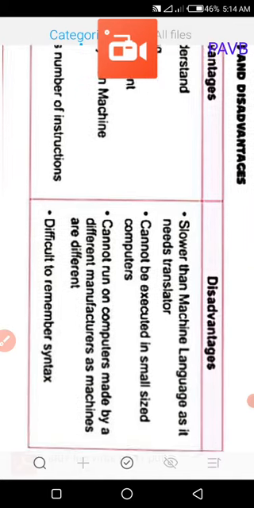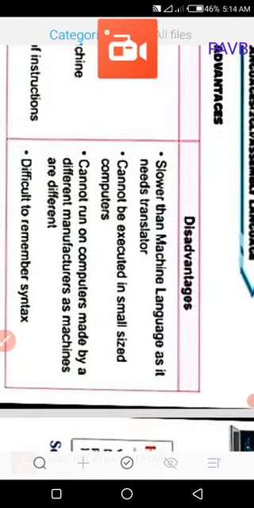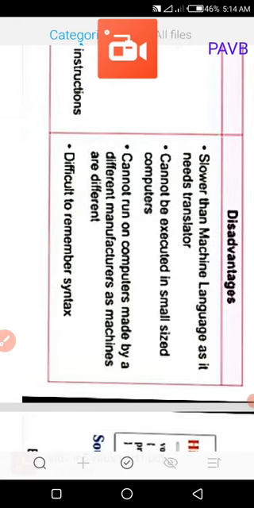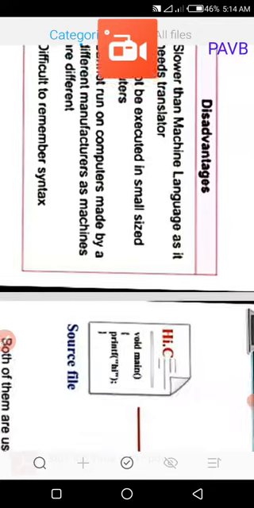Some disadvantages of assembly languages: slower than machine language as it needs a translator, cannot be executed in small sized computers, cannot run on computers made by different manufacturers as machines are different, it is difficult to remember syntax.